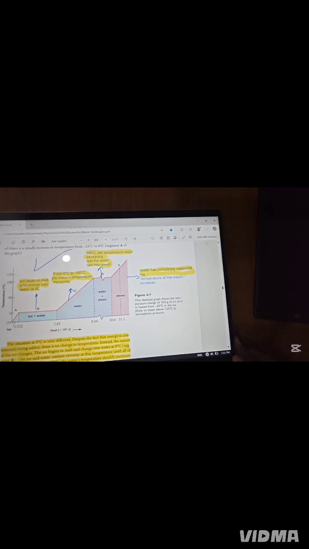We have this graph, and it is important to understand each part of it. First, let me tell you, the horizontal axis is heat and the vertical axis is temperature. It means that on the horizontal axis we have transferred energy, and on the vertical axis we have temperature. So be with me to understand what this is and what each part means.